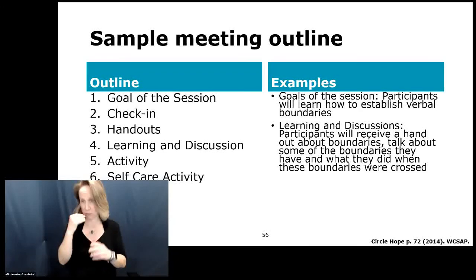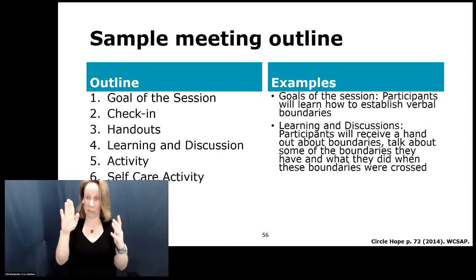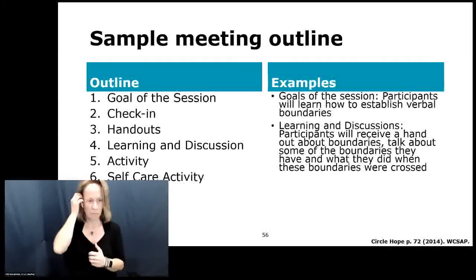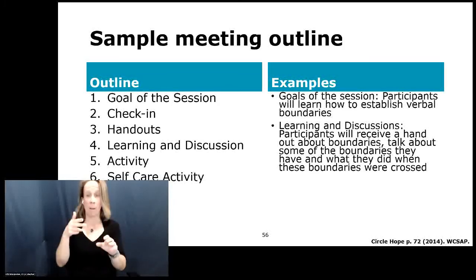And this can also be combined with step 3, the handout, but the handout isn't always necessary either. So for example, if your activity is going to be making a vision board, a handout might not always be necessary. So in our sample learning and discussion point, participants might receive a handout about boundaries, talk about some of the boundaries they have and what they did when their boundaries were crossed.